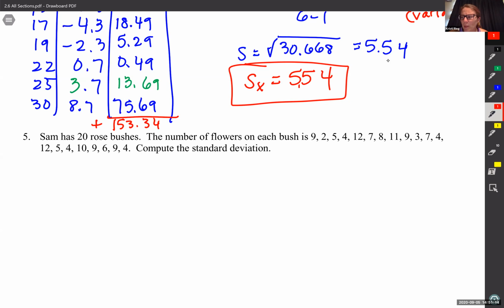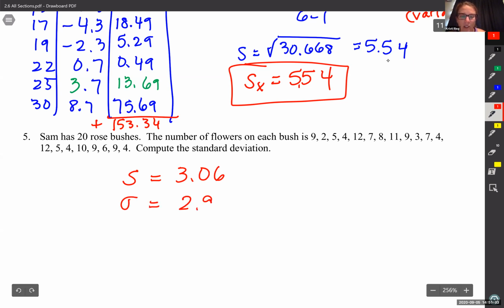Just one little problem, because some people are like 3.06, write it down, I'm done. The problem is, this is what's on my calculator. I have S, which does say 3.06, but if you go down 1 on my calculator, it's the 4th option, it says sigma equals 2.98. And this time we have enough information to know for certain which one's the right answer. Sam has 20 rose bushes. That's it. That's the whole population is 20 rose bushes.